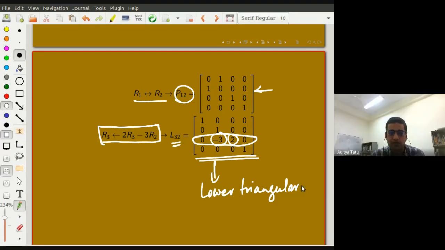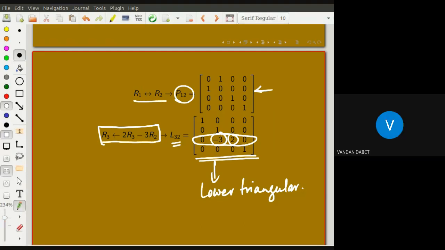Sure. Yes, sir. Here we replaced interchange row 1 and row 2. There, yes.